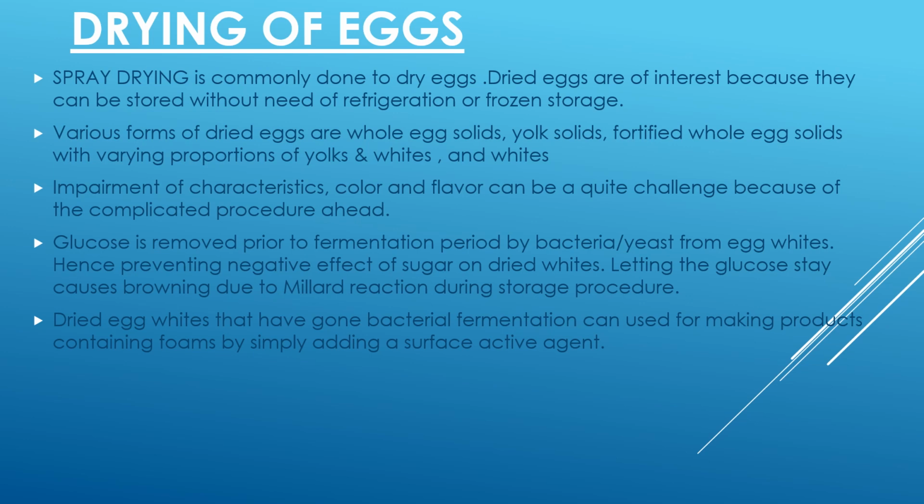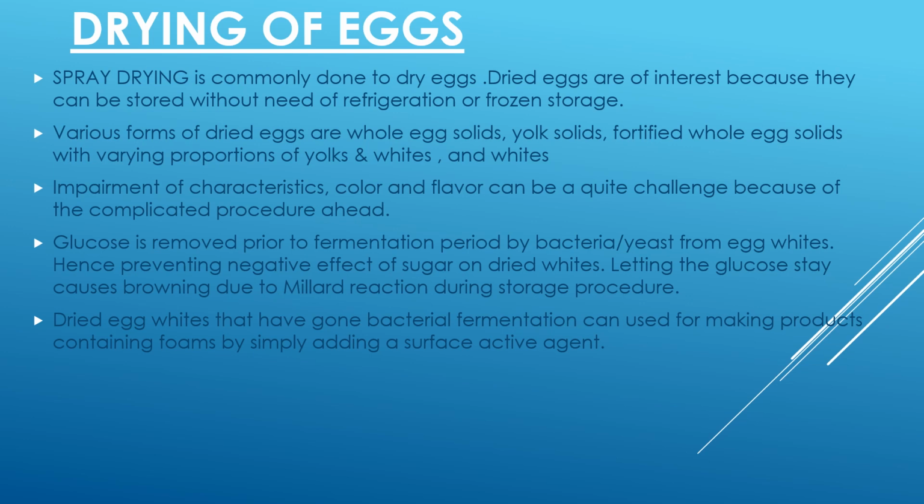Drying of eggs. Spray drying is commonly done to dry eggs. Dried eggs are of interest because they can be stored without need of refrigeration or frozen storage. Various forms of dried eggs are whole egg solids, fortified whole egg solids with varying proportions of yolks and whites. Impairment of characteristics like color, flavor can be quite challenged because of the complicated procedure ahead.